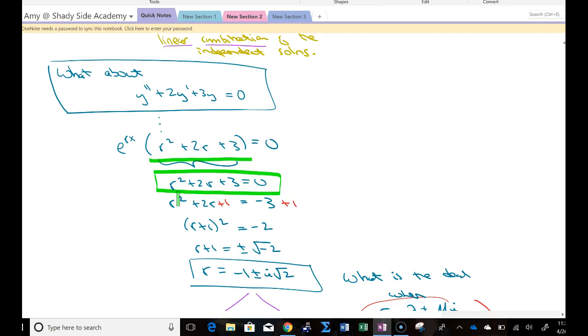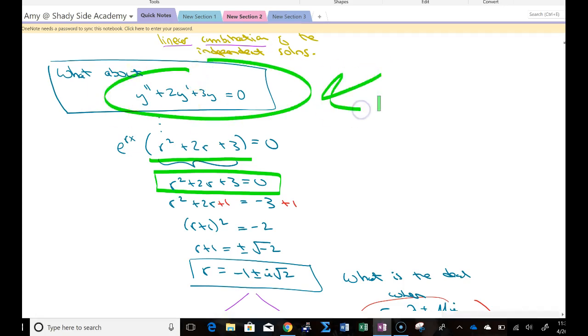When you have complex roots of a characteristic equation, that comes from a second order, homogeneous, differential equation with constant coefficients. Second order because second derivative. Homogeneous, set equal to 0. Constant coefficients, 1, 2, and 3. Okay, numbers. The obvious next question you have is, what if it's non-homogeneous? What if the coefficients aren't constants? That's all kind of the rest of the story.